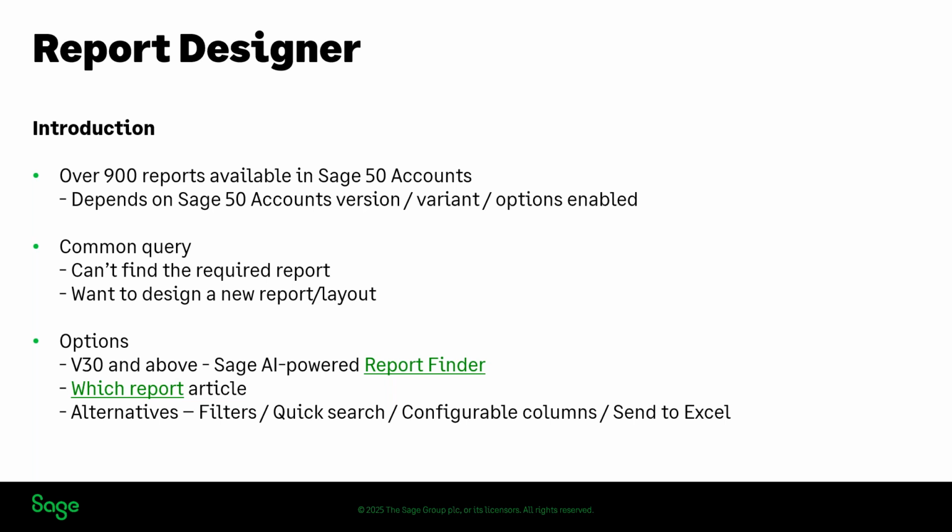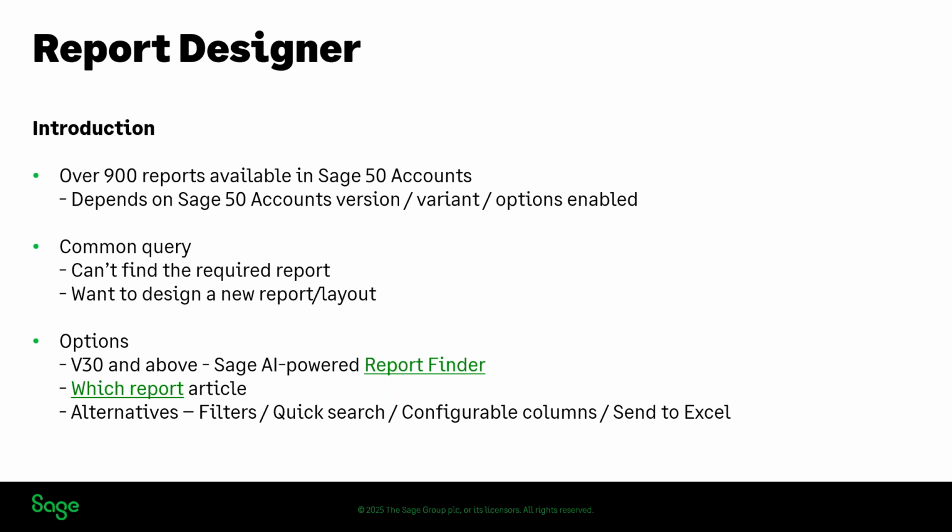Now, options-wise, for helping you find reports, you've got a number of options available. If you're on version 30 or above, there's the Sage AI-powered report finder. I'll show you that one in a moment. That report finder is built into your software if you've got a Sage account attached to your software. So if you've set one up and attached it, you'll have the report finder available to you if you're on version 30 or above.